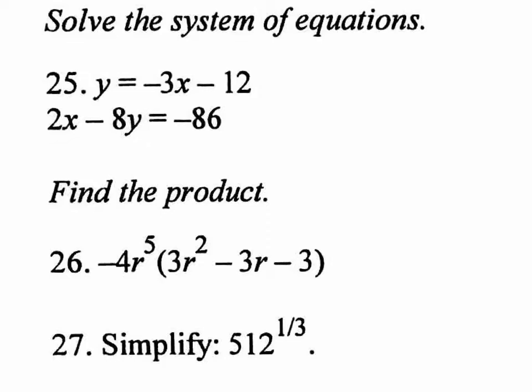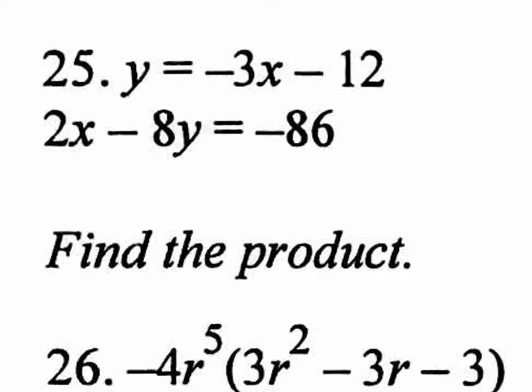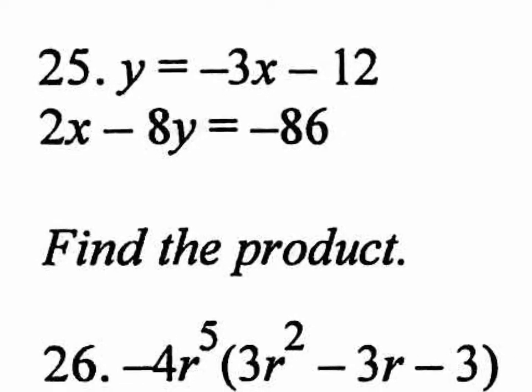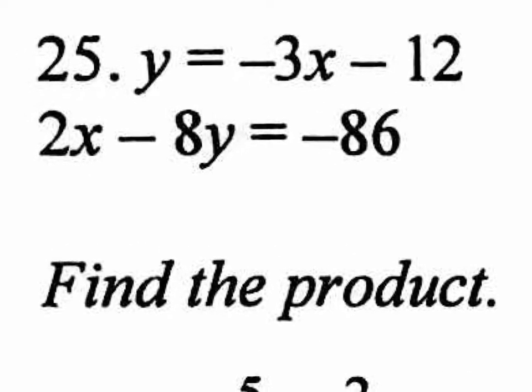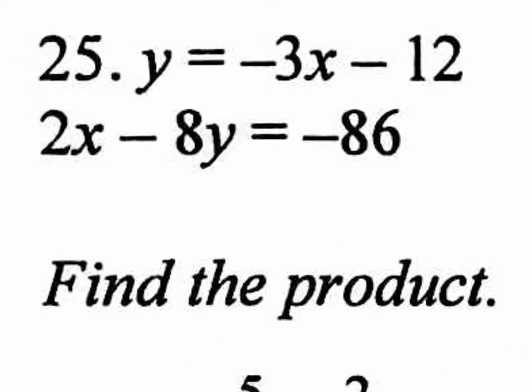Now, on the previous video, I explained number 25 by doing the substitution method, but in this one, I want to go back and revisit 25 and do the linear combinations method. So in order to do the linear combinations method, you want your x's and your y's on the left side, and you want your numbers by themselves on the other side of the equal sign.